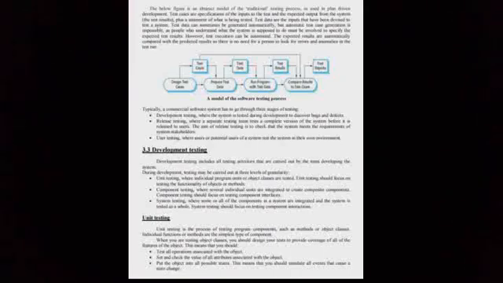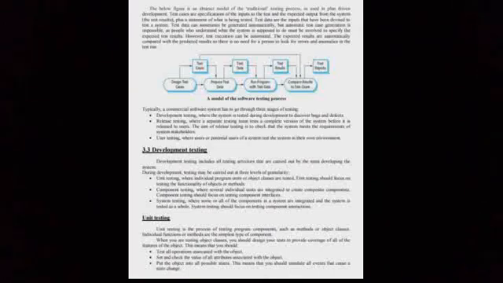During development, testing may be carried out at the 3 levels of granularity. Unit testing, where individual program units or object classes are tested. Unit testing should focus on testing the functionality of the object or methods. Component testing, where several individual units are integrated to create composite components. Component testing should focus on testing component interfaces. System testing, where some or all of the components in a system are integrated and the system is tested as a whole. The system testing should focus on testing component interactions.